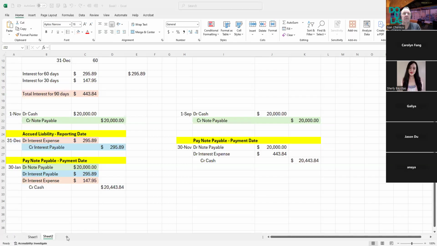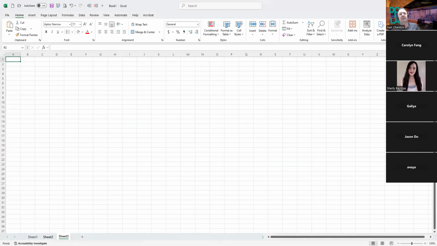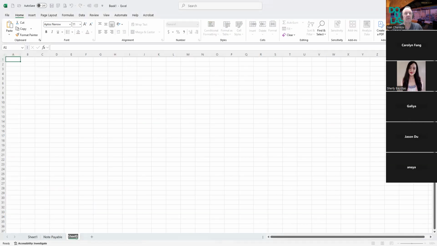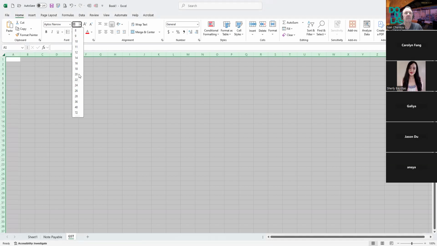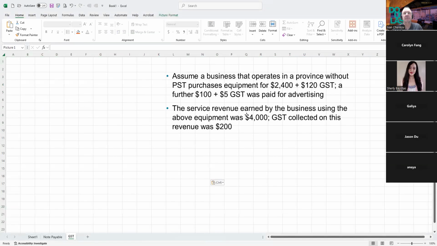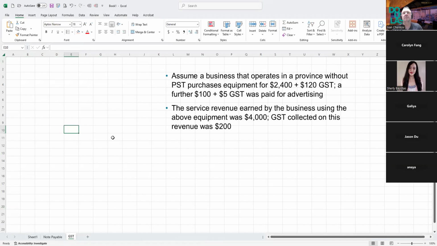This is my Excel spreadsheet. Don't worry, later on I'm going to post this Excel spreadsheet for you. Let's label it here, and then we can label it here, GST. Let's make it a little bigger to be nice and neat. This is what happened. Let's go one after another through the journal entries.